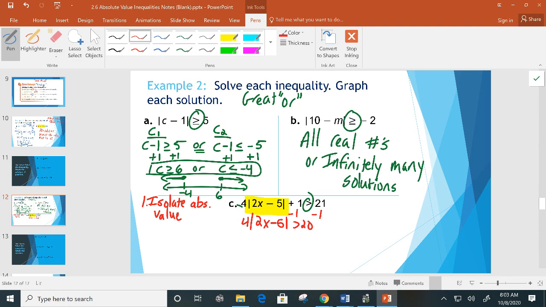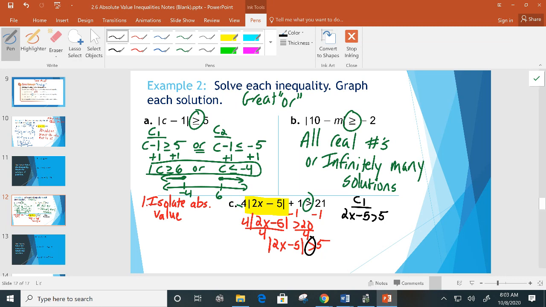So now I have 4 times the absolute value of 2x minus 5 is greater than 20. Divide by 4. I've got the absolute value of 2x minus 5 is greater than 5. Now my absolute value has been isolated. Now I can write my two cases. So I'm going to have case 1, just as I see it. 2x minus 5 is greater than 5.